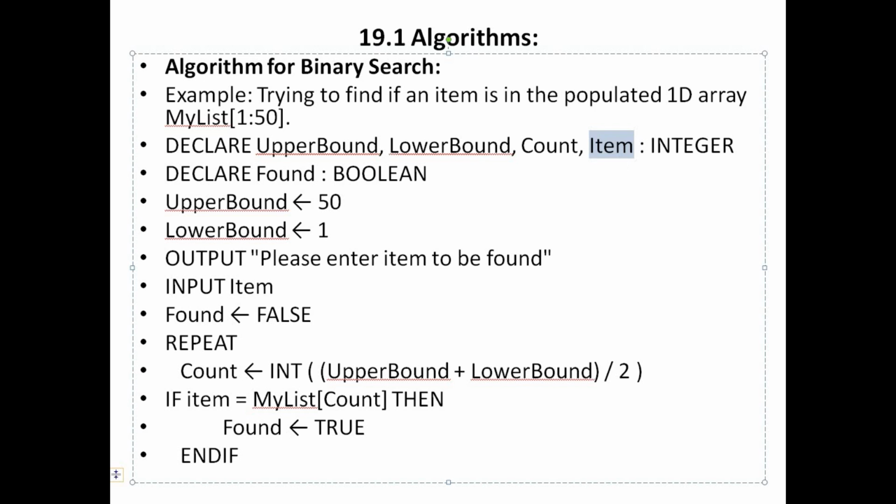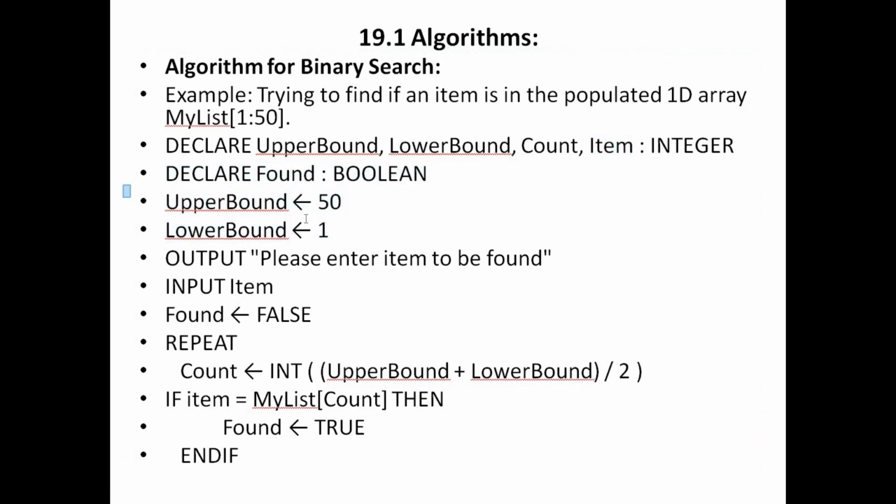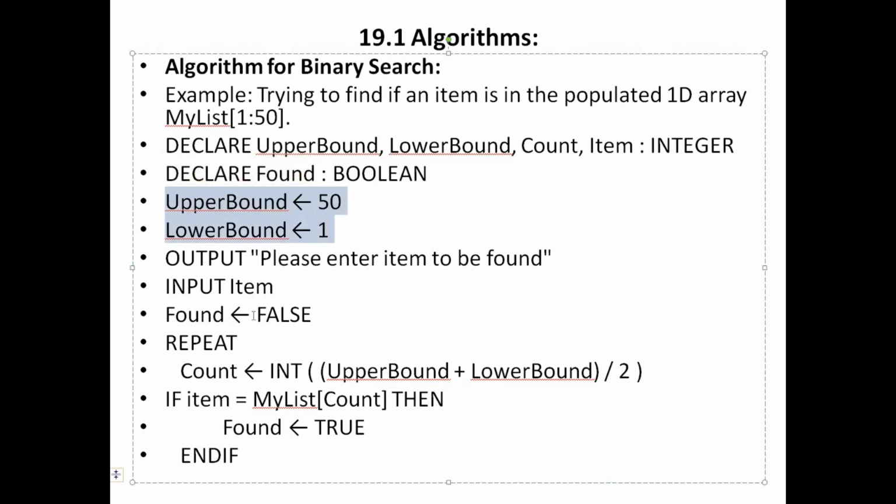Now remember, like I said, paper 3 contains both algorithms and theory parts. Up till chapter number 18 we only had theory. Now in chapters number 19 and 20 we are going to have algorithms as well that you'll need to learn. Then we'll declare found as boolean. In the upper and lower bound we'll have to put the minimum range for our array.